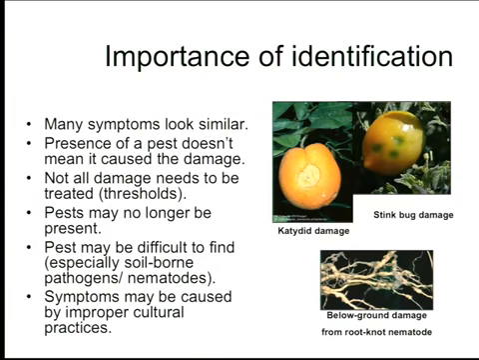Pests may be no longer present. Actually, the damage happened and then they're gone. And then you take a measure, but they're already gone. They already came, they ate, and they left. So you lose your time by doing anything. Pests may be difficult to find, especially soil-borne. Sometimes you don't know until the end when you harvest, because some plants don't show symptoms, and then when you pull them out, the thing is totally rotten. Symptoms may be caused by improper cultural practices also, or other factors.